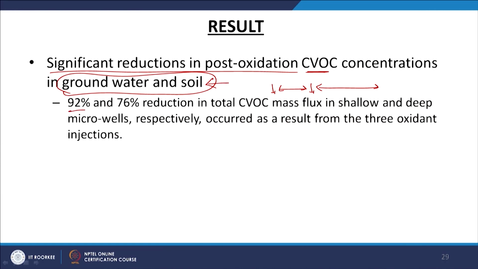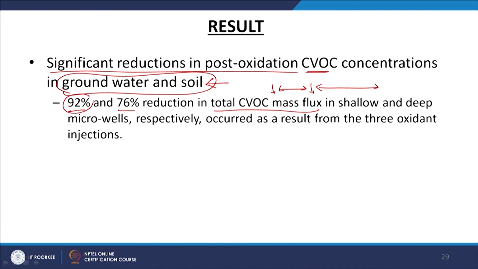So, typically 92% and 76% reduction in total CVOC mass flux, as in at different wells, you will be able to calculate the flux, as in mass that is being transported per area per time. Now that has decreased considerably in the shallow region to a greater extent, and also considerably in the deeper region, but not to such a great extent.